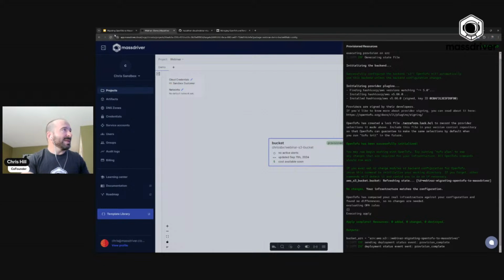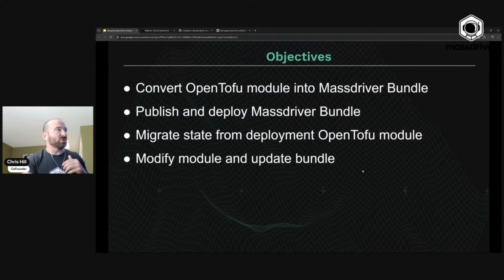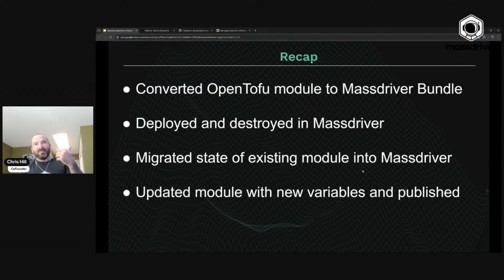So that actually concludes this webinar. So if we jump into the recap, let's talk about what we just did here. So we took a very basic OpenTofu module. We converted it into a Massdriver bundle, which we then published and we deployed and we destroyed in Massdriver. We then, after destroying it, went locally and deployed it locally so that it already existed and we had state. And we migrated that state into Massdriver for that specific package that we wanted to deploy from. We then jumped into Massdriver, we deployed it, and we saw that it worked.